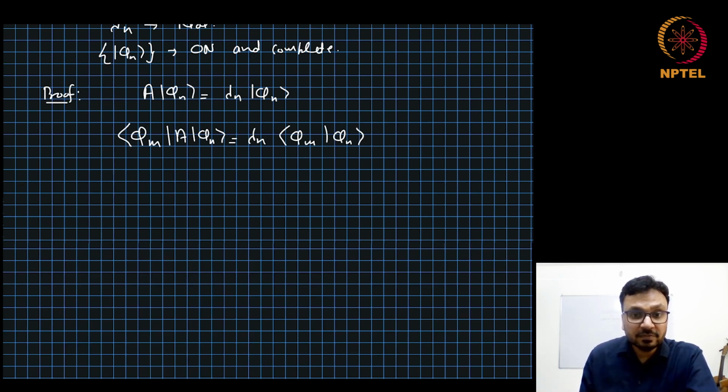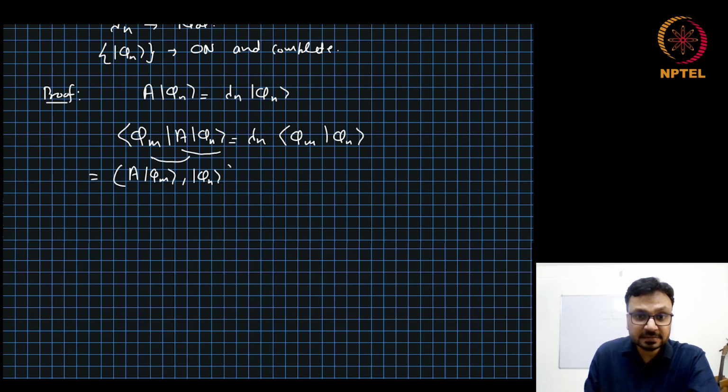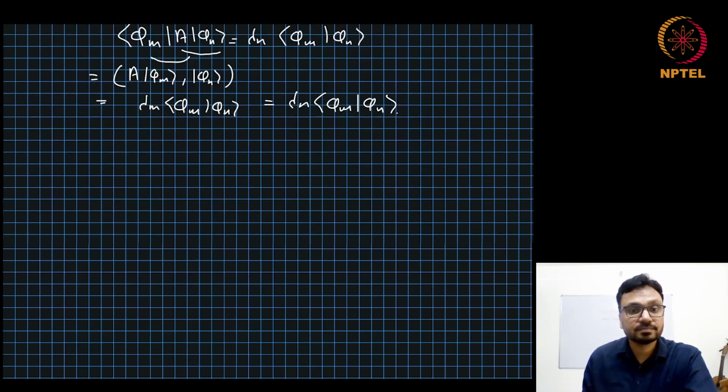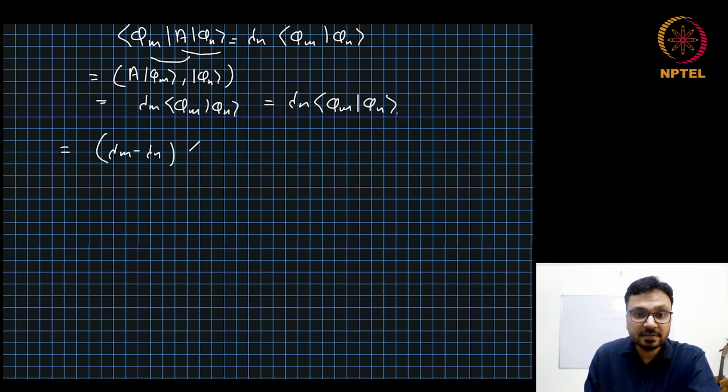Okay, so like I said, we can take the product like this or we can take the product like this. So if we write this as the inner product of A dagger acting on phi m, and A dagger is equal to A, so A acting on phi m, phi n, then the left hand side is lambda m star phi m phi n, and the right hand side is lambda n phi m phi n. Or we can say lambda m star minus lambda n times phi m phi n is 0.